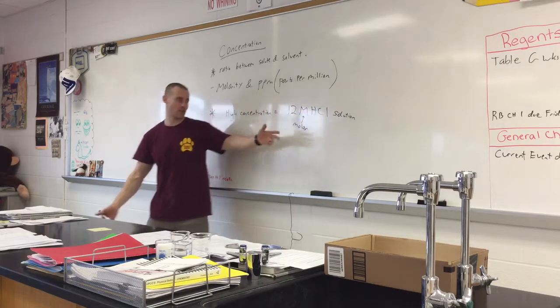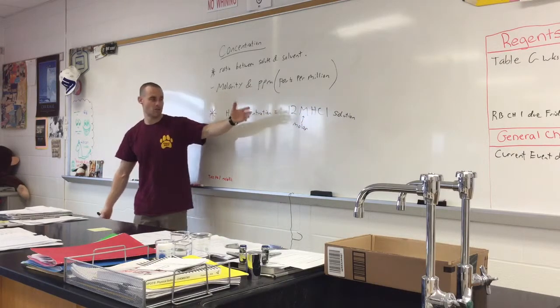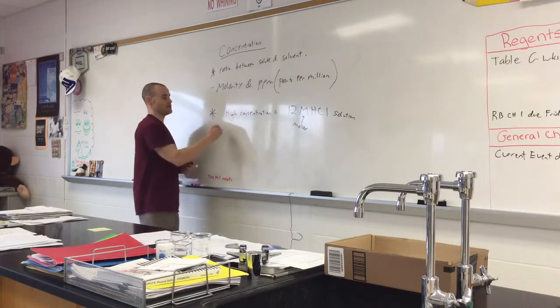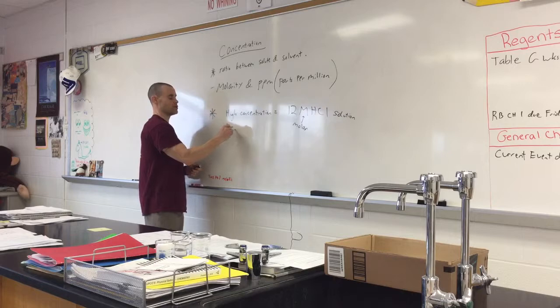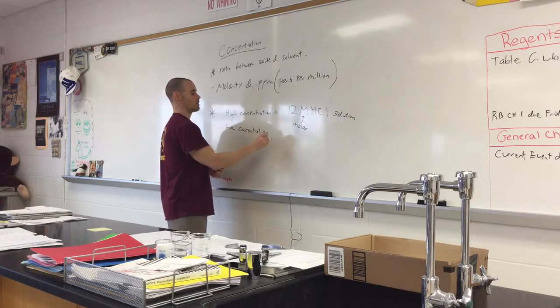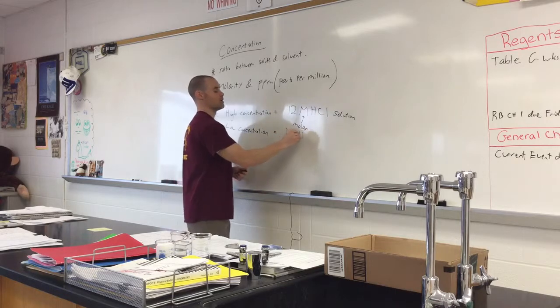So what am I trying to get you to understand? 12 is a big number. A molarity of 12 is a big number. Something that is a low concentration or weak concentration might be 1. So low concentration would be 1 molar HCl.